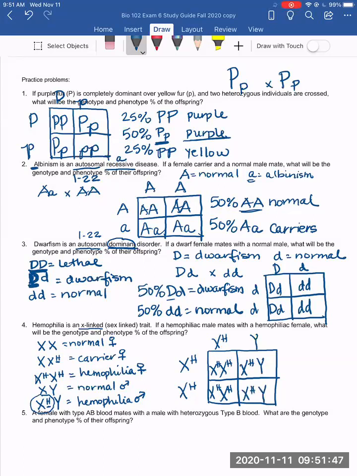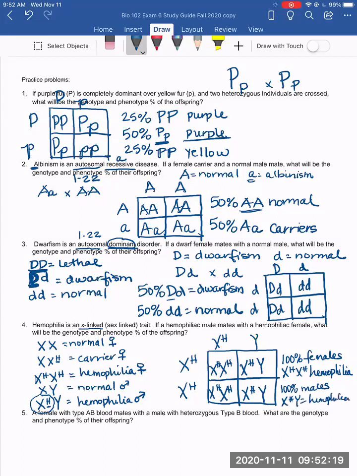Okay, and all the males have hemophilia also. So all the offspring are going to have hemophilia in this cross. So we would say 100% of our females are XH, XH, and that's hemophilia. And 100% of our males are XHY, which is hemophilia.